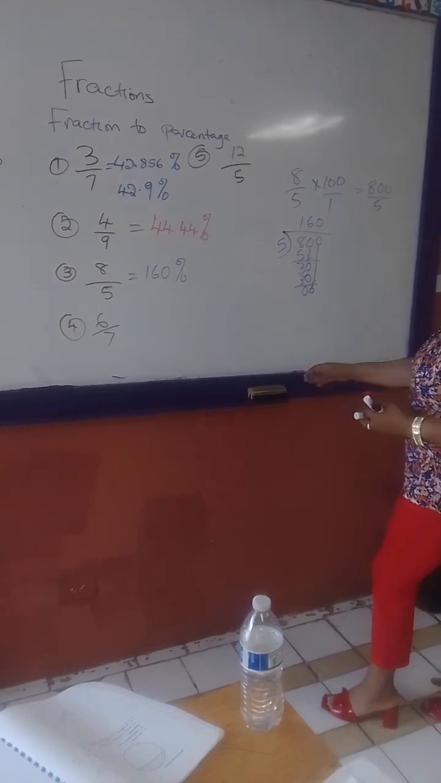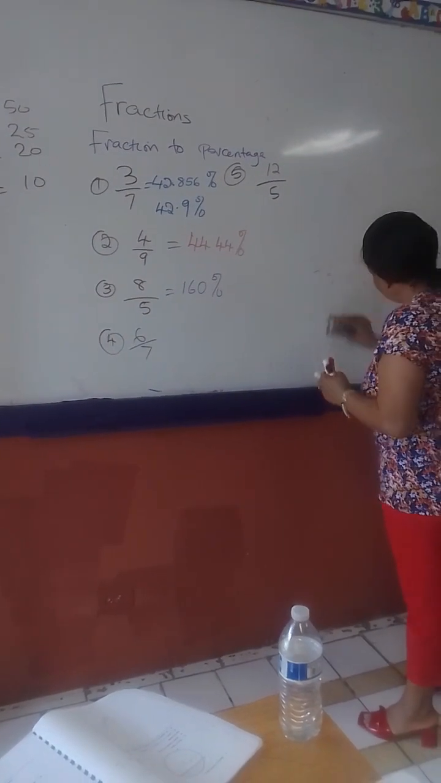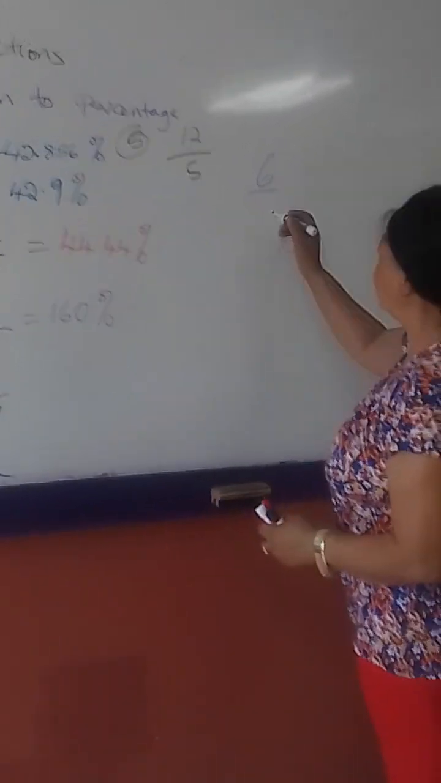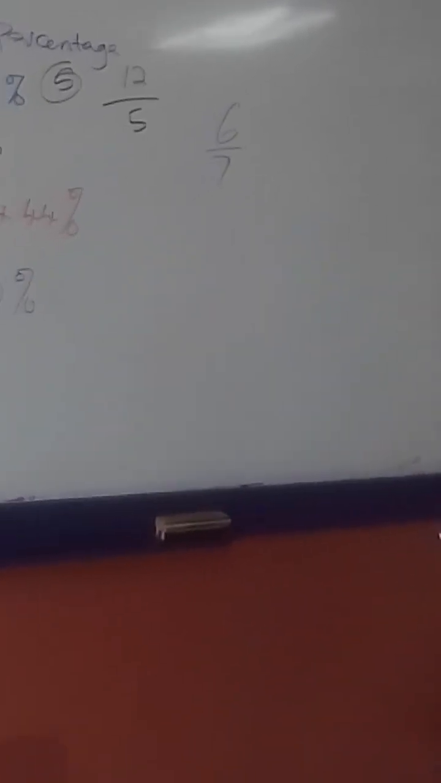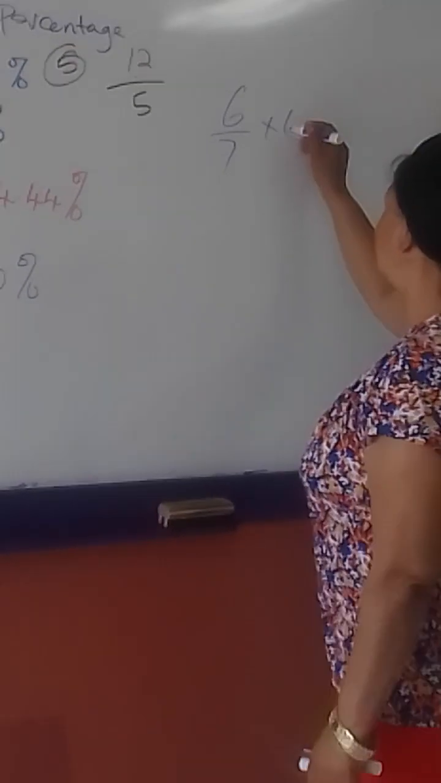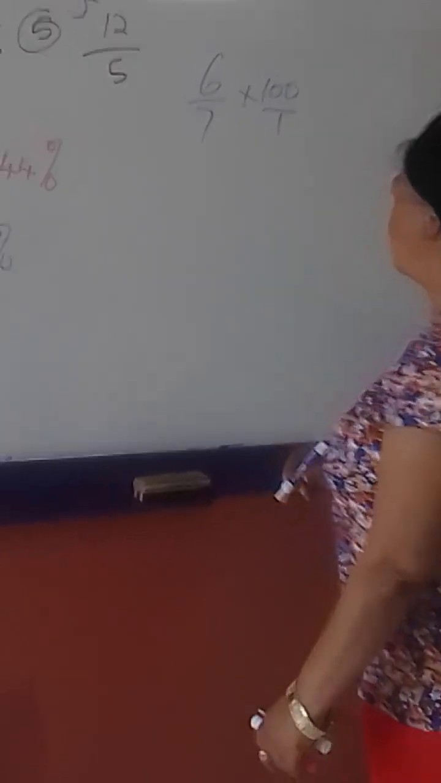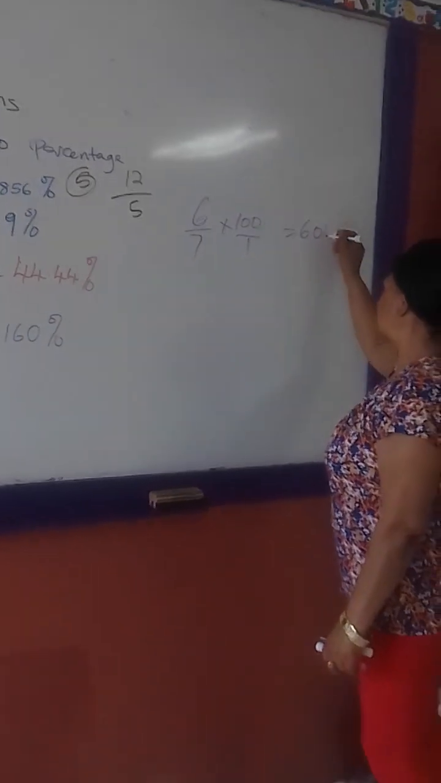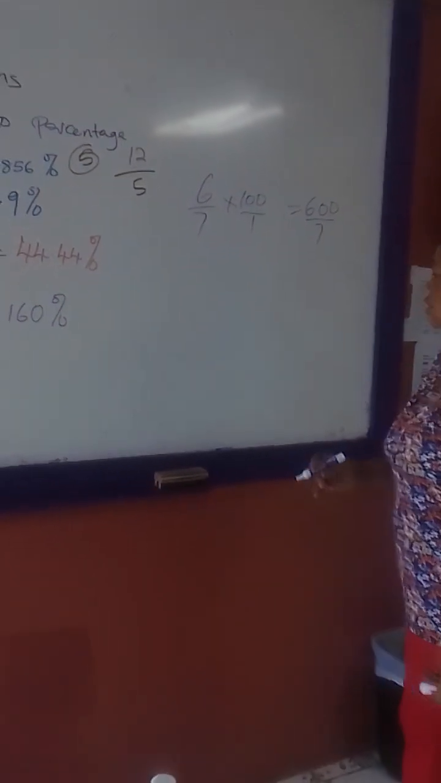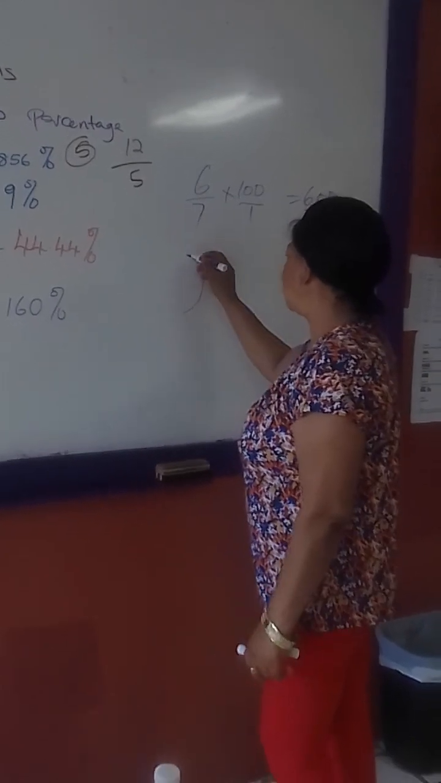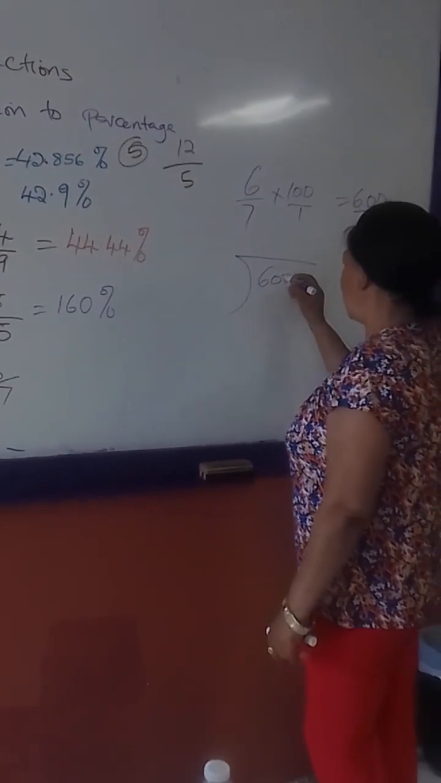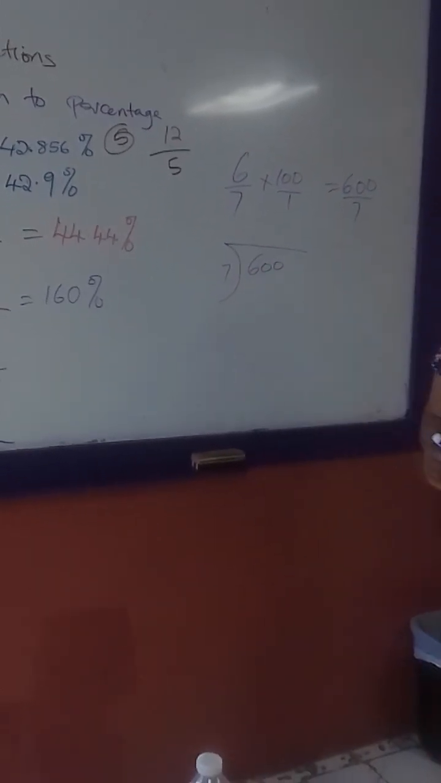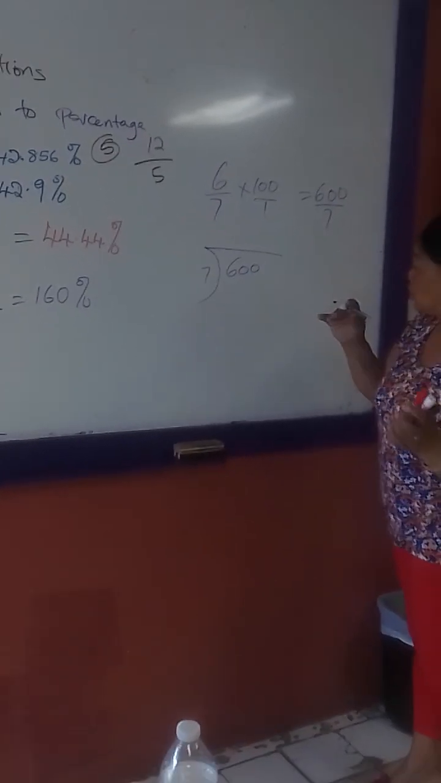The next one had 6 over 7. Is this a proper or improper fraction? Proper. It's a proper fraction, so our answer is going to be less than 100, right? 6 over 7 times 100 over 1. 6 times 100? 600. 7 times 1? 7. 600 over 7. Again, I'm going to be dividing 600 by 7. 7 can't go into 6, so I have to say 7 into 60. Now let's use our multiplication addition rule.